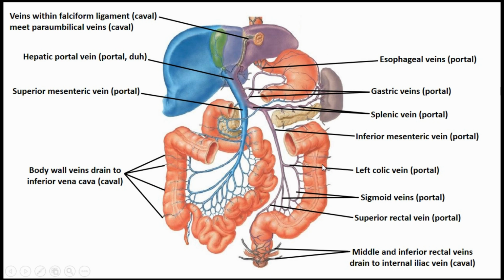And last, and probably most important, we've got some veins in the lower to middle esophagus that are continuous with these small esophageal veins that are draining to the left gastric vein.